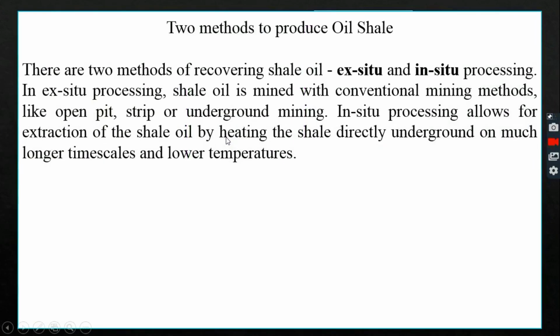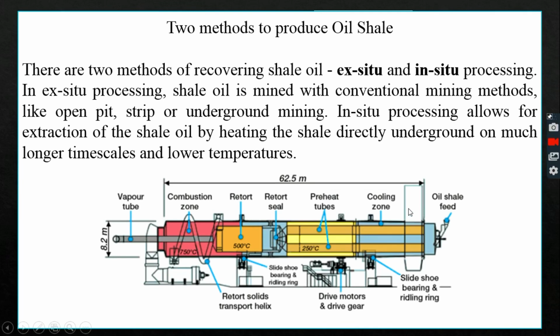Oil shale method. There are two methods of recovering shale oil, the ex situ method and the in situ method. In ex situ processing, shale oil is mined with conventional mining methods like open pit, strip or underground mining. In situ processing allows for extraction of shale oil by heating the shale directly underground on a much longer time scale and at lower temperature. Then it's sent to the process known as pyrolysis. The oil shale is heated from 450 Celsius to 500 Celsius to release kerogen.